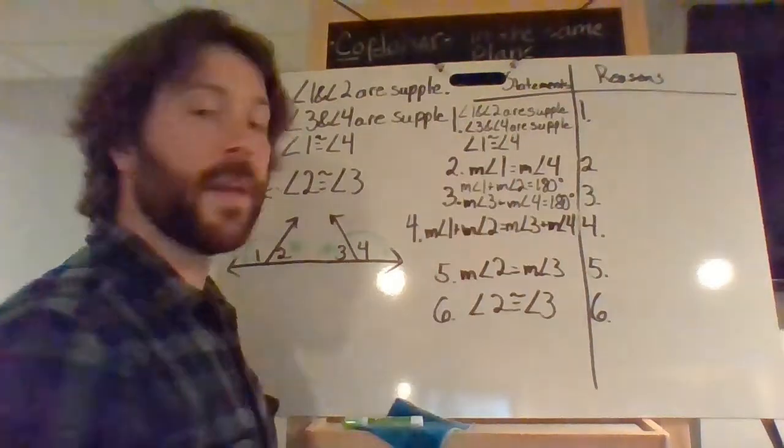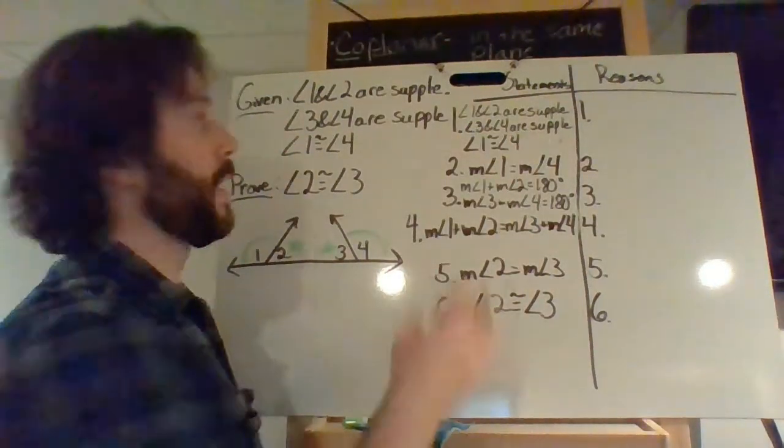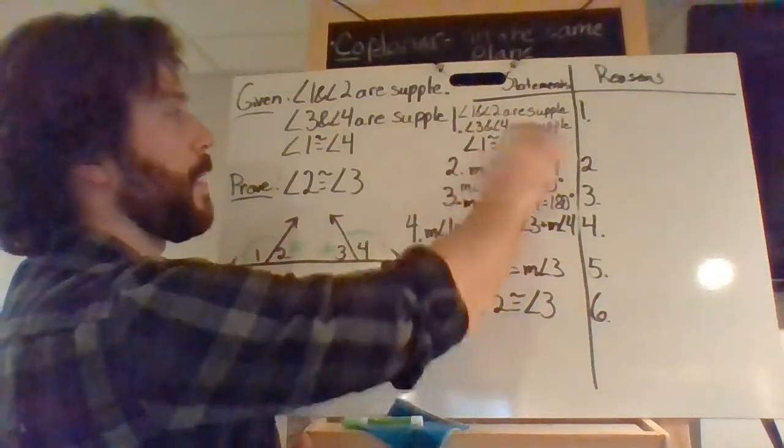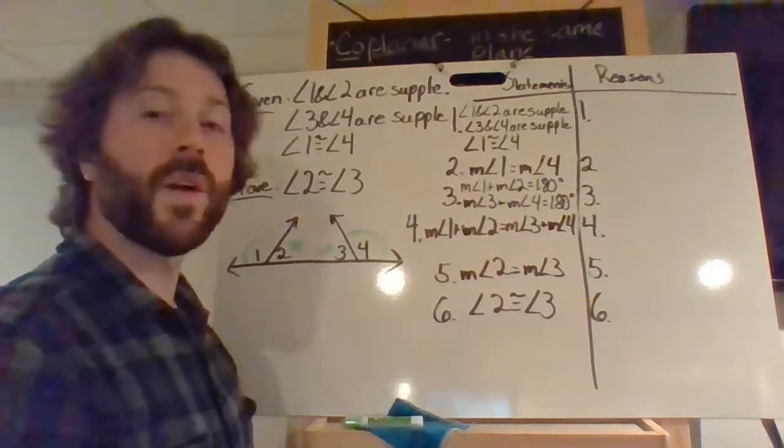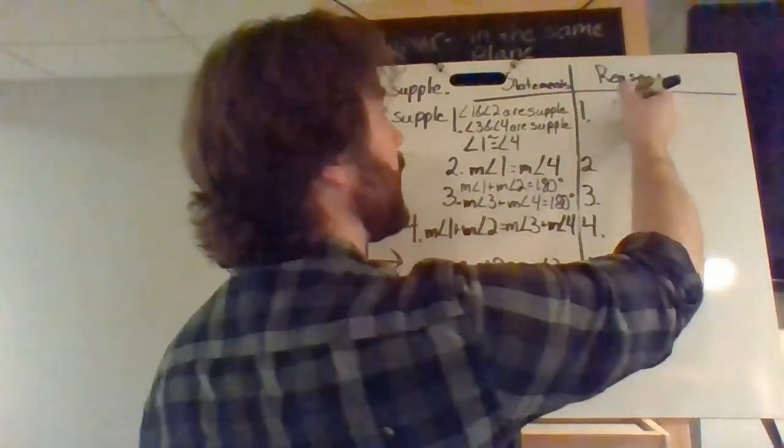So we know that reason number one is always going to be given. And look, angle 1 and 2 are supplementary, 3 and 4 are supplementary, angle 1 is congruent to angle 4. That's all of the given information.